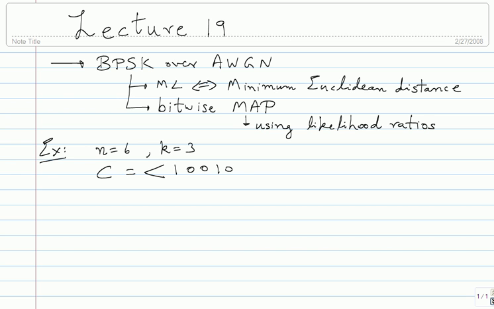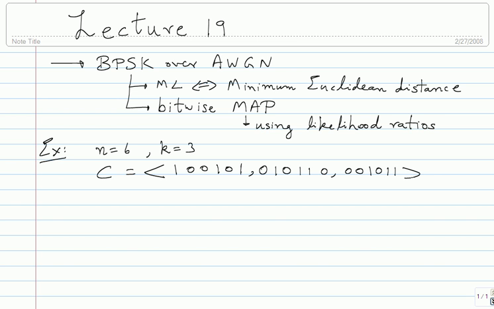1, 0, 0. I'll take something very simple. Maybe I should take something slightly different. 0, 1, 0. And then 1, 1, 0. And then 0, 0, 1. So this is my code. The first three bits I've chosen to be systematic, right? If you write it as a generator matrix, you'll get the identity matrix. So of course this is nice and linearly independent.